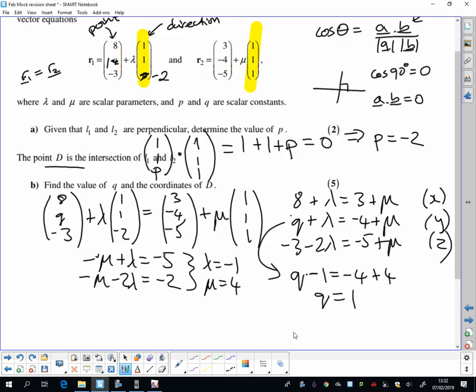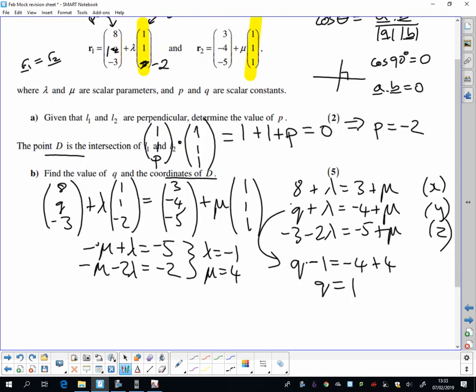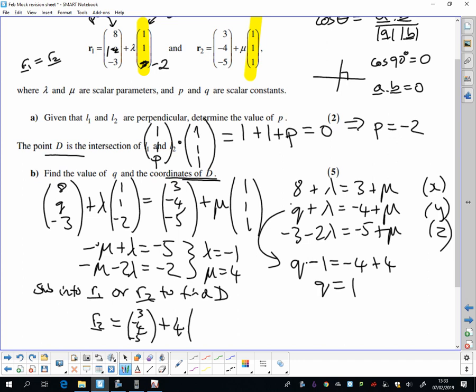Once we've got the value of q, we don't want to forget they also want us to find the coordinates of d. So now I've found the values of lambda, mu and q, you can substitute into either line. So you can use R1 or R2 to find d. So for example, R2 gives us 3, -4, -5, plus mu was 4 times 1, 1, 1. So that gives us 7, 0, -1, and they wanted the coordinates of d, so d is at 7, 0, -1. Make sure you write it in coordinate form.